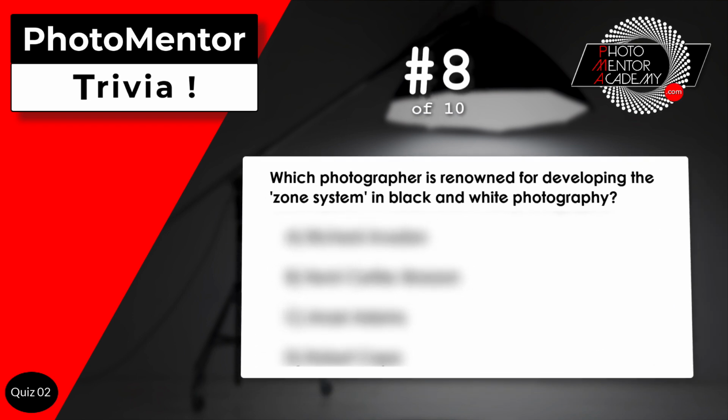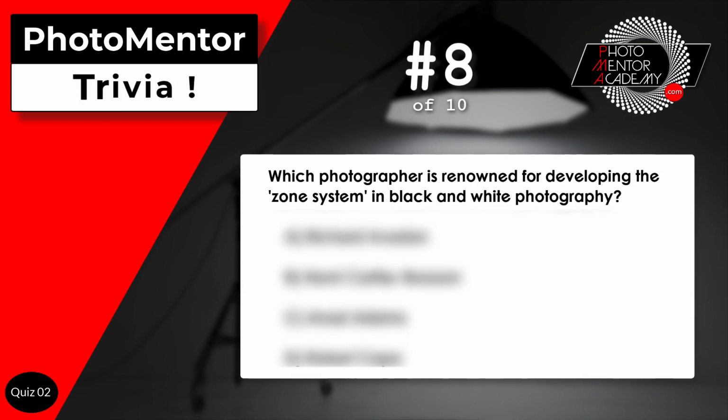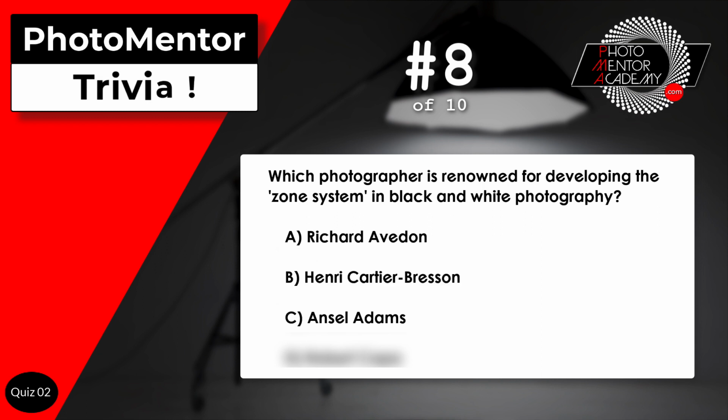Which photographer is renowned for developing the zone system in black and white photography? A. Richard Avedon. B. Henri Cartier-Bresson. C. Ansel Adams. D. Robert Capa.